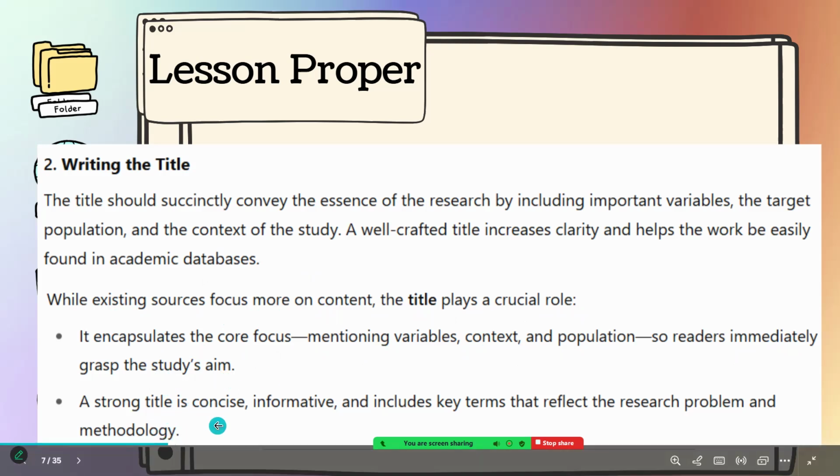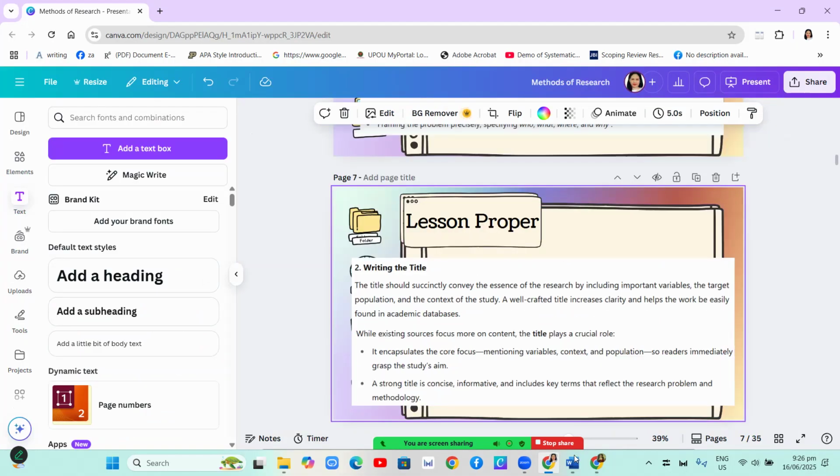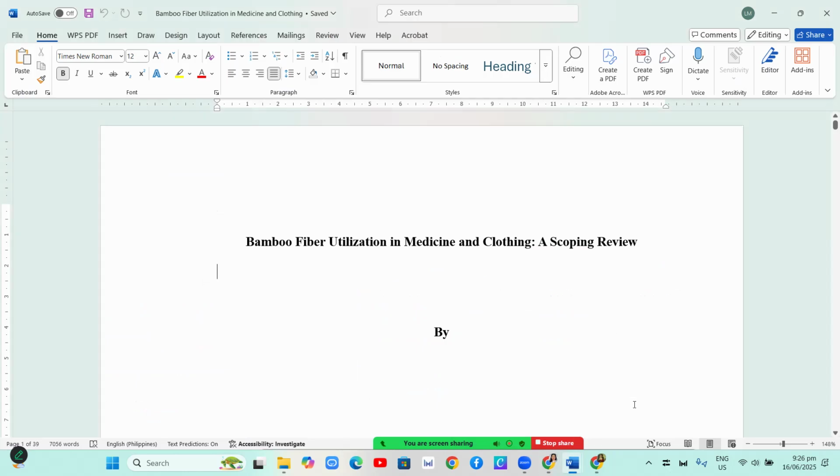A strong title is concise, informative, and includes key terms that reflect the research problem and the methodology. So as you can see in my study, the title of my study is concise. It includes key terms which are easily understandable. And as you can see, there is a colon here, meaning that the study is a scoping review.